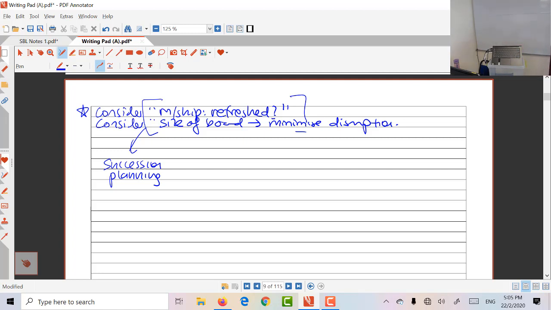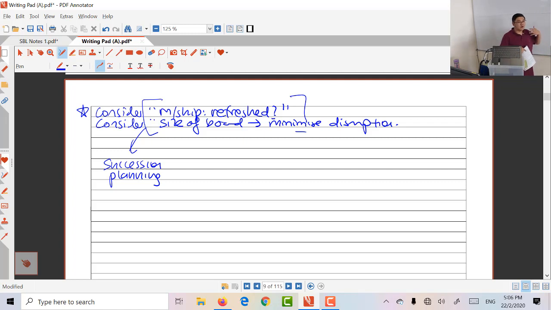Now, what is the whole idea behind succession planning? They always say that there is a lifespan to our life, because after maybe you reach 70, 80, we die. But what is the lifespan of the company, theoretically? It should be indefinite, because technically, companies should not have a lifespan.